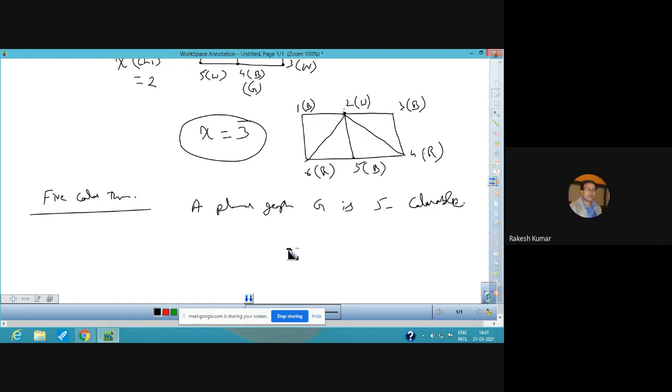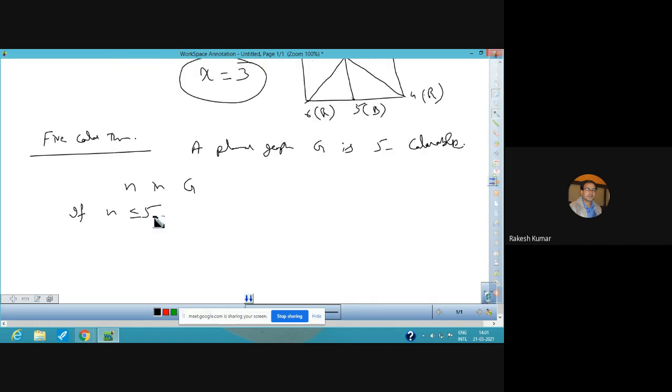The proof is to be done by the help of induction on the number of vertices n in G. N are the number of vertices in the graph. So if n is less than or equal to 5, अब देखिए किसी ग्राफ में अगर 5 से कम वर्सेस हैं या 5 हैं, then the theorem obviously holds. Since the graph is 5-colorable, and 5-colorable का मतलब ये है कि 5 के 5 आपके जो वर्सेस हैं वहां पर कलर हो रहे हैं.